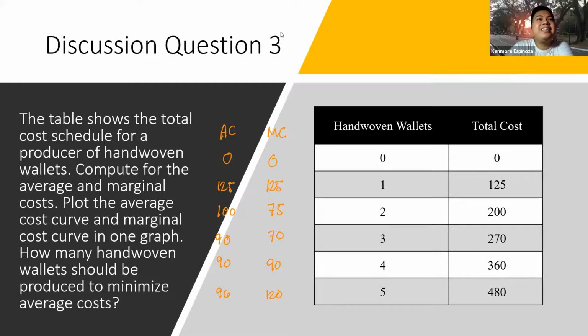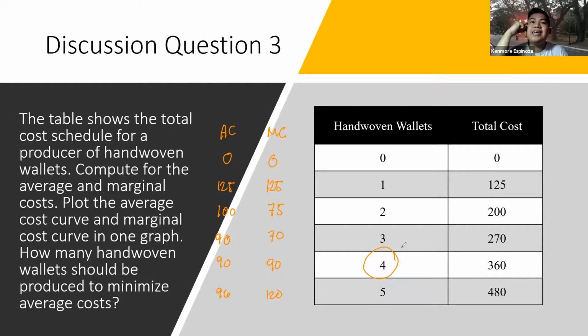Any other? Maxine. Hello, sir. So, the handwoven wallets would be four. It will be produced at a total cost of 360, and because the average cost and the marginal cost are equal at the fourth choice, it will be produced at 4 units. That's it, sir. Okay, thank you. So the answer is 4.